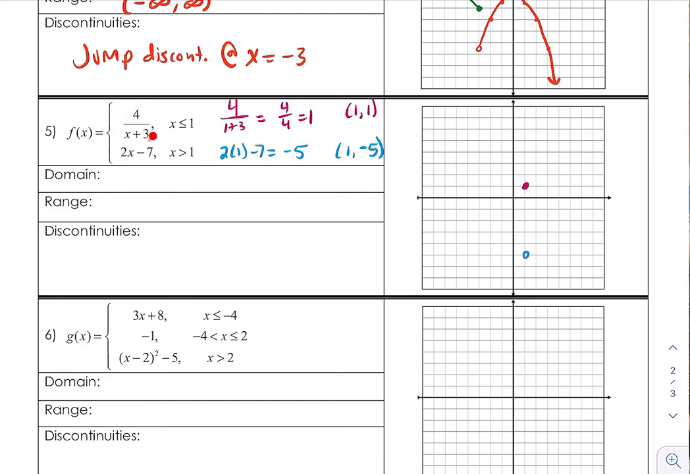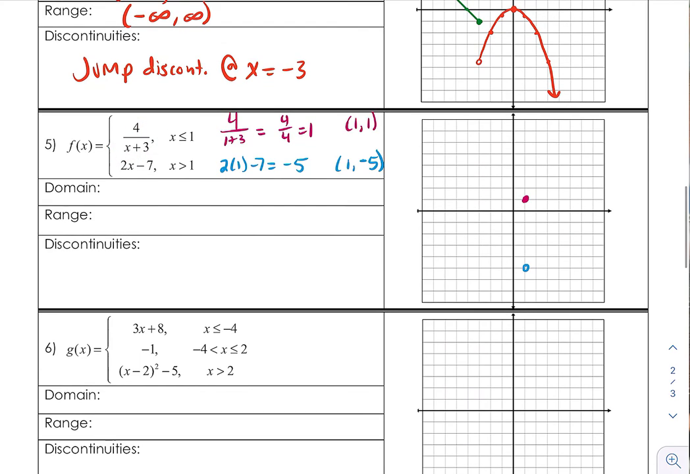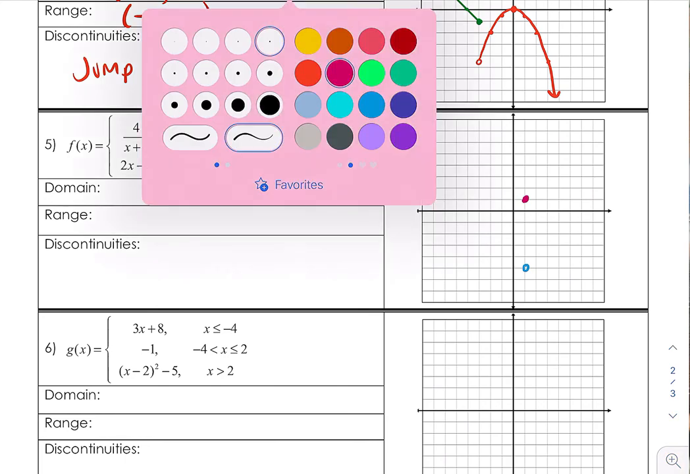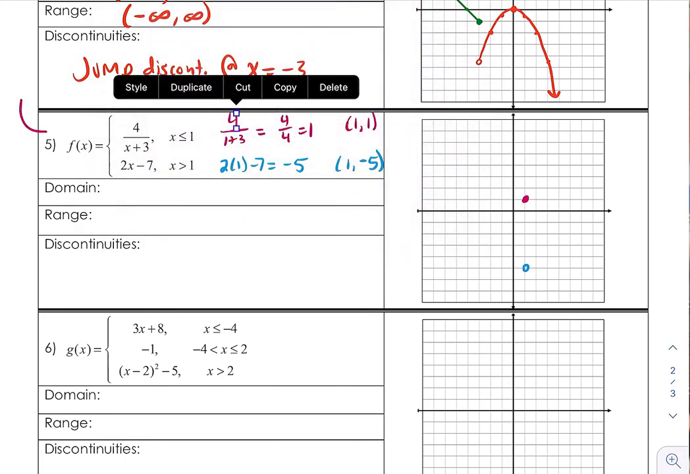Our top function, this is a reciprocal function. These are the functions that look roughly like this. So we are going to pull some section of these curves, depending on what we see. We might only have a portion of it. We'll see what happens. And then we have 2x minus 7, which is a line. It's a linear function, linear parent function with a slope of 2.